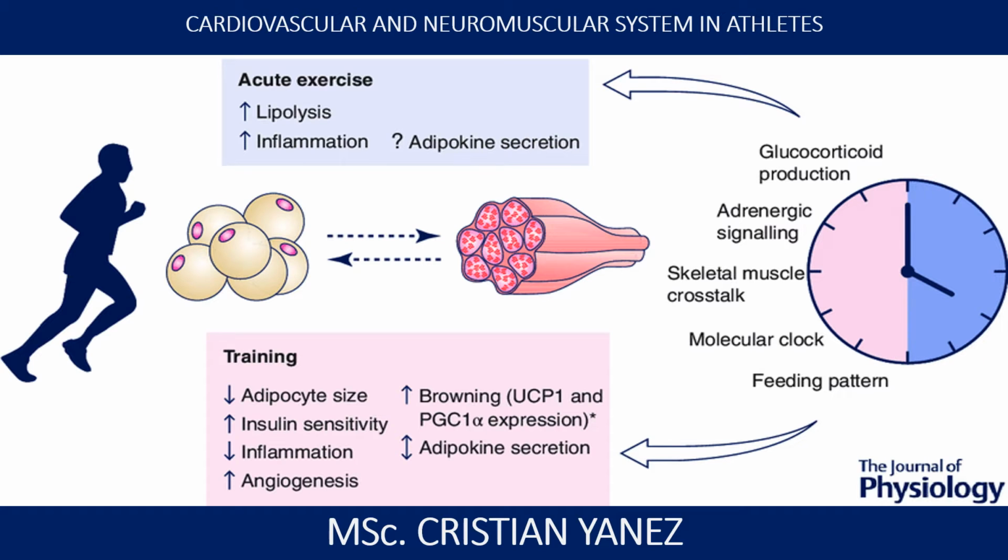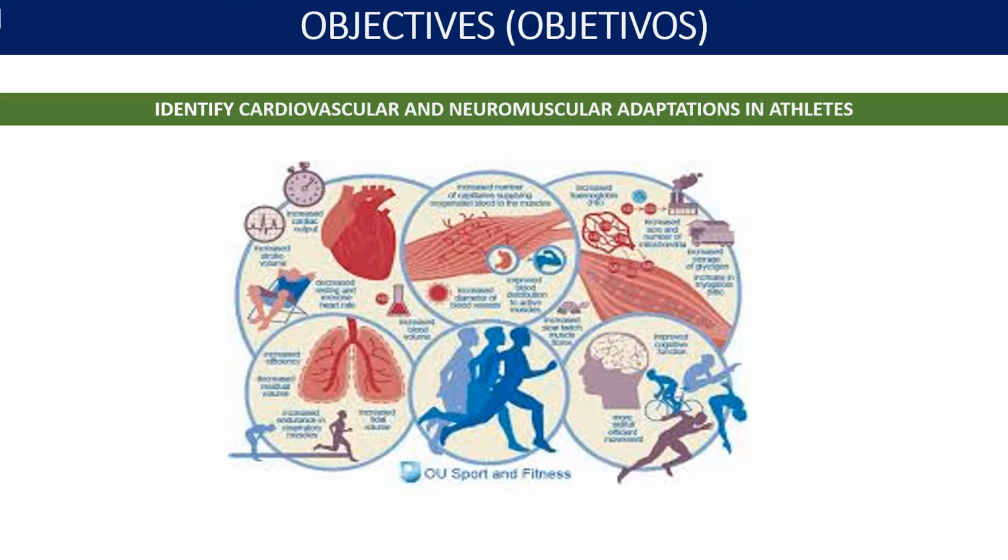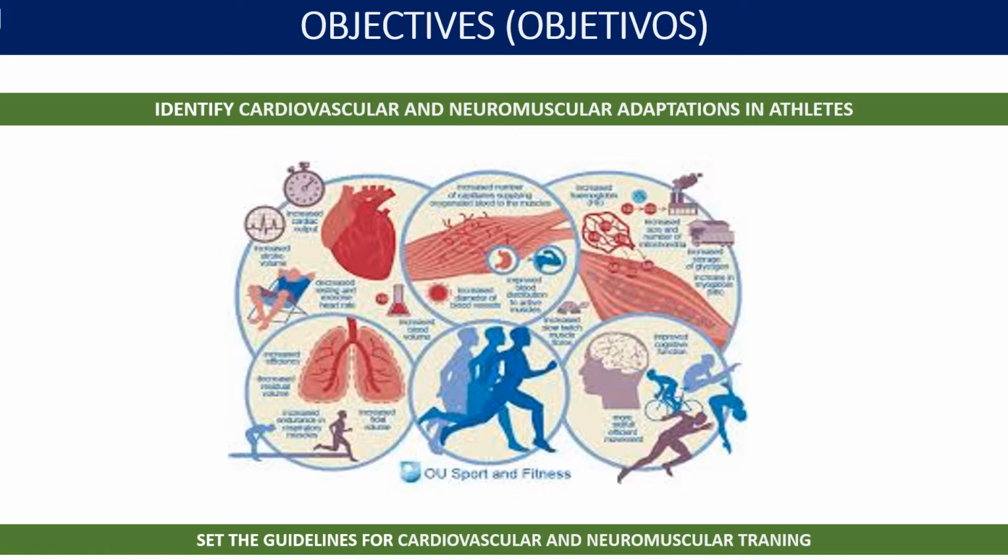Hello guys, we are going to review our cardiovascular and neuromuscular system in athletes. The objective is to identify cardiovascular and neuromuscular adaptations in athletes during exercise and set the guidelines for cardiovascular and neuromuscular training in one program of periodization, endurance and resistance.